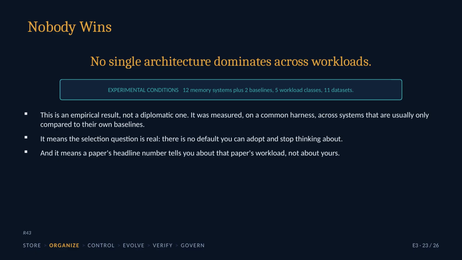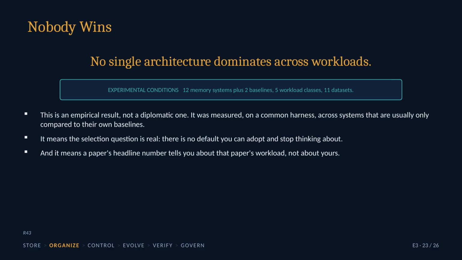There is now direct evidence on this. A study last year put 12 memory systems and 2 baselines on a common harness, across 5 classes of workload and 11 datasets, and found that no single architecture dominates. I want to separate 2 readings of that sentence. It is not a diplomatic result, the kind of thing people say to avoid picking a fight.